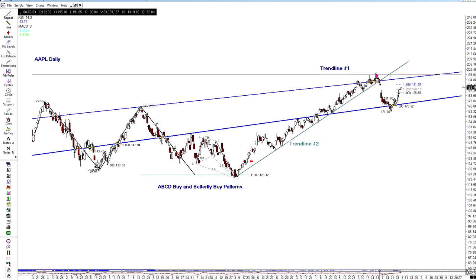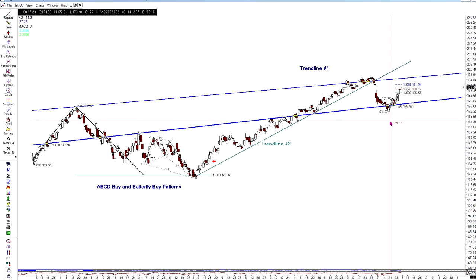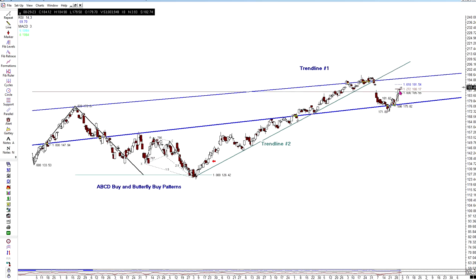We could scale down to a smaller time frame and find some selling patterns right in here. You see the gap. Notice how it's holding this trend line here. Right now it's formed this extension on the CD leg of this ABCD back into this gap area. My expectation, I don't know what price will do, but my expectation is that we may see another retracement to the downside on Apple.